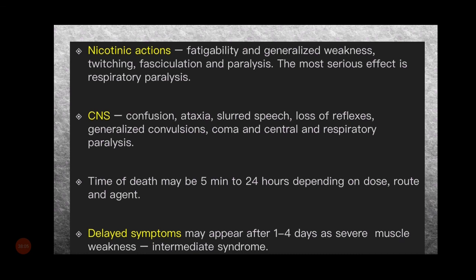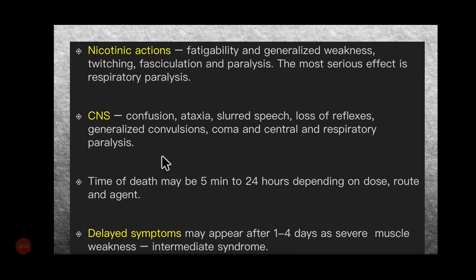Now, nicotinic action, there will be fatigability, fasciculation. CNS, there will be confusion, ataxia, slurred speech, loss of reflexes. Time of death may be 5 minutes to 24 hours depending upon the dose. Delayed symptoms may appear after 1 to 4 days as severe muscle weakness. This is the intermediate syndrome. Acute delayed neurotoxicity in the form of polyneuropathy may appear with organophosphorus compounds.